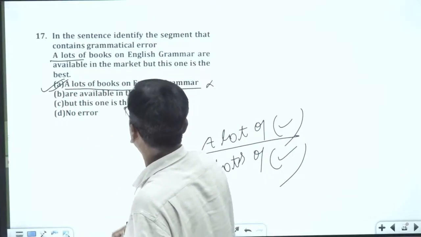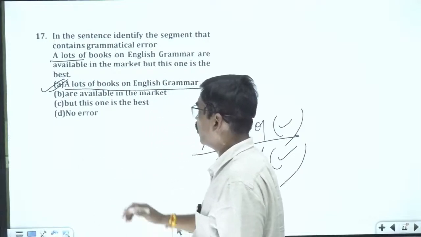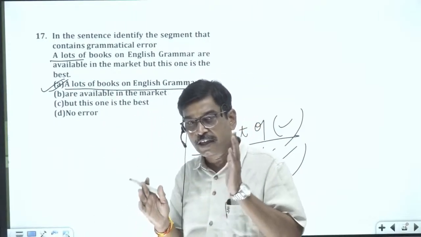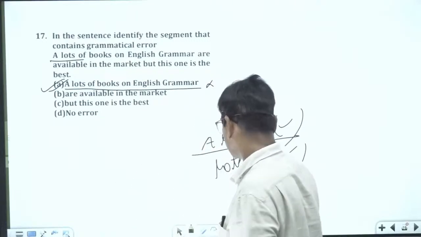A lots of cannot be used. So the grammatical error is in this part. A lots of is wrong. Either you write a lot of or lots of.